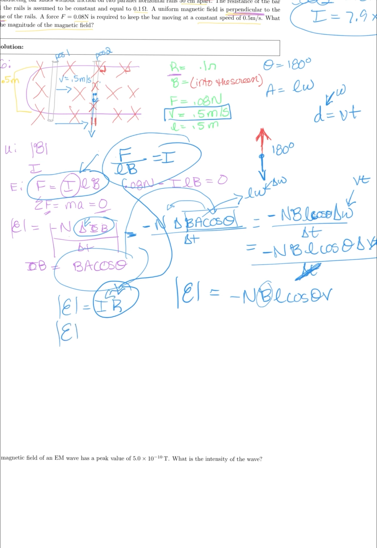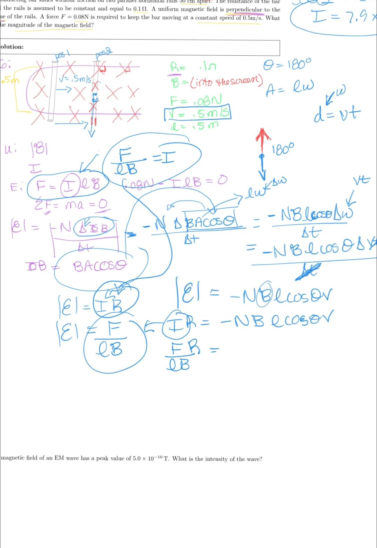Okay, so this goes in for I. So we have EMF equals F divided by LB. Then we can take this, because this would have been IR, equals negative N BL cos theta V. So now for I, we're going to plug this guy in. And we're going to get force divided by LB times R equals negative N BL cos theta V. Now we need to solve for B.